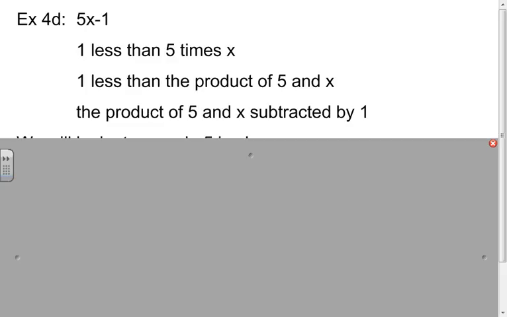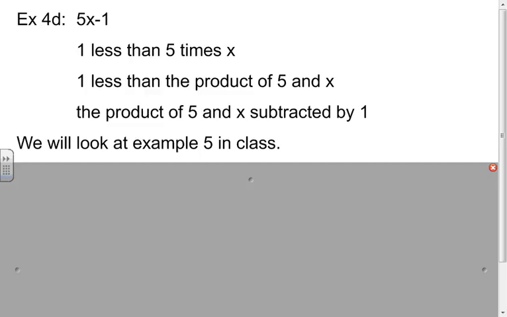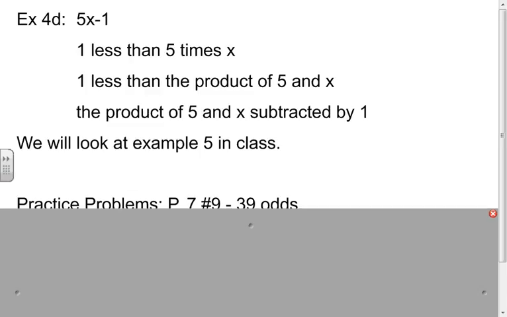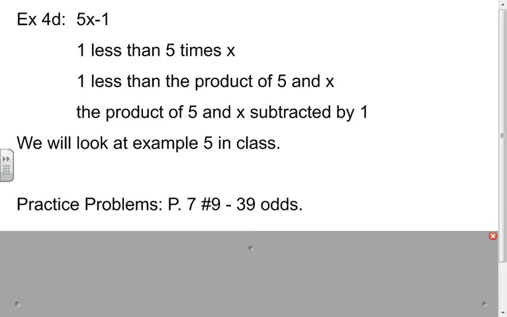Now, there's one more example in your book, example 5. We'll look at that one in class. The practice problems for this section are on page 7, numbers 9 through 39 odds. If you want to start those ahead of time, you can. Otherwise, we'll take a look at those in class tomorrow in your groups.